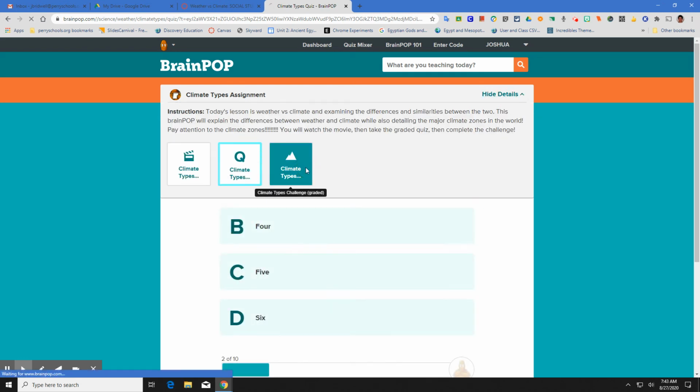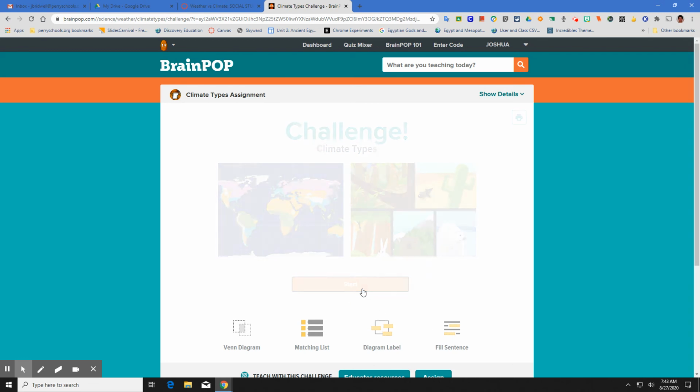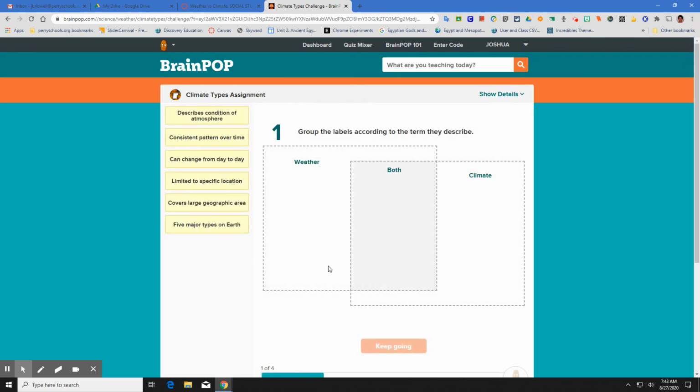Once you get done with the quiz, we complete our challenge, which will be about the same thing. Venn diagram, matching, diagram label, fill in sentence, right? So then we have this here. What's the difference between weather and climate? Comparing and contrasting, meeting our lesson objective. So consistent pattern over time, right? We know that is probably going to be both, or climate, right?